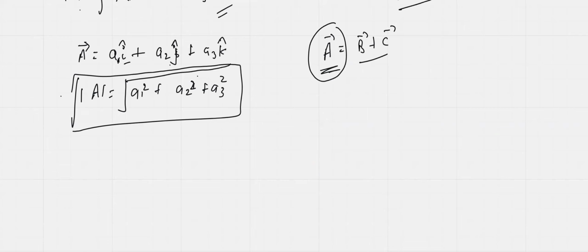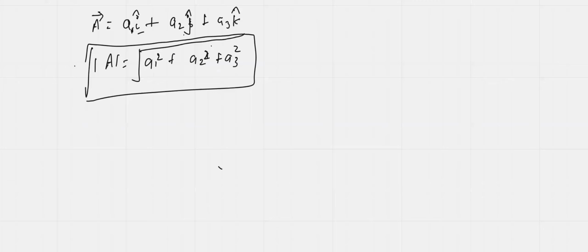So I think now you are clear with what the magnitude of a vector is, right? So if I give you a vector, let's say, given a vector, let's say, what vector can you take.